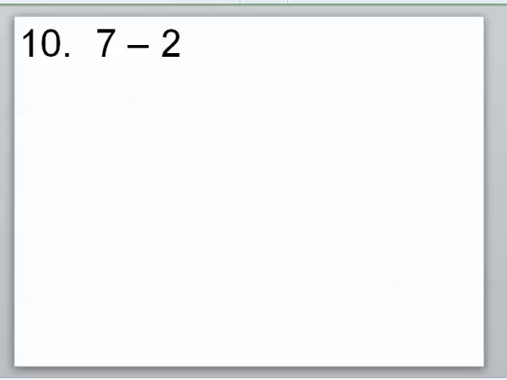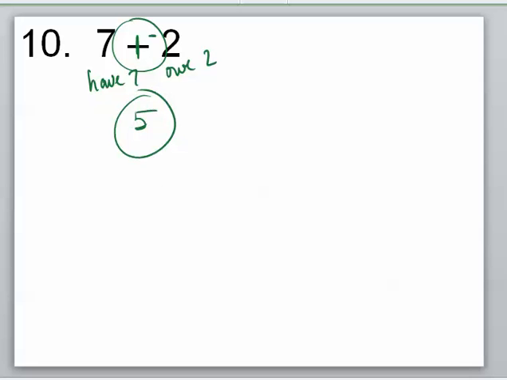Next one, this one's very simple. We don't even need to change it to plus the opposite. I know the answer is 5, but I'm going to show you how it still works. Change the sign to plus, and then right after it, put a negative. Now you have $7, you owe 2. Have 7, owe 2. Well, when you give somebody away 2, you have 5 left. So 5 is the solution. Again, you don't need to do that to do 7 minus 2. I'm showing you that it works.